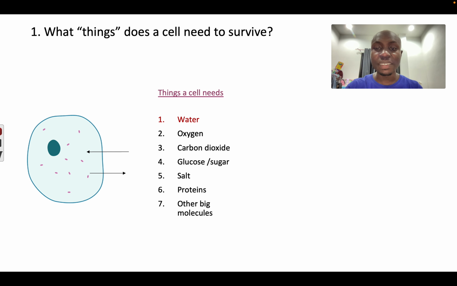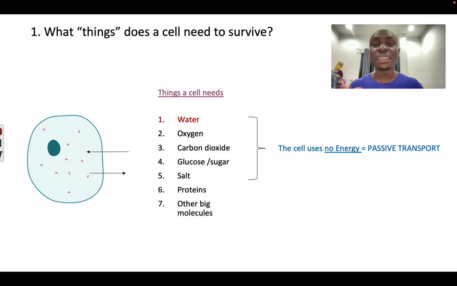Now, some of these things are very small, and the cell can move these small things without using energy. The cell uses no energy because the things are very small, like oxygen or water. And we call that passive transport. So passive transport, the cell does not use energy because the things are very small.